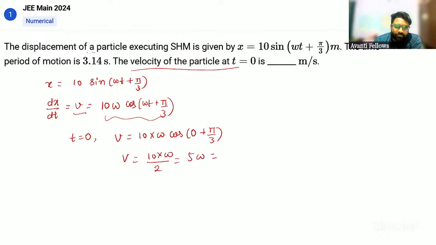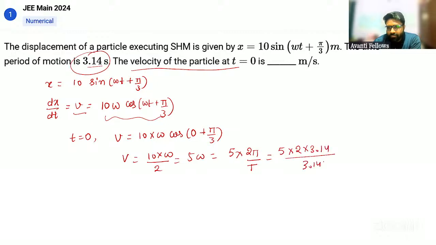Now here we should pay attention to this 3.14. So we can write omega is 2 pi by time period. Pi का value put करो as 3.14. Time period is also 3.14. Cancel it out so that you will have 10. And what is that? 10 meter per second. So here the answer is 10 meter per second.